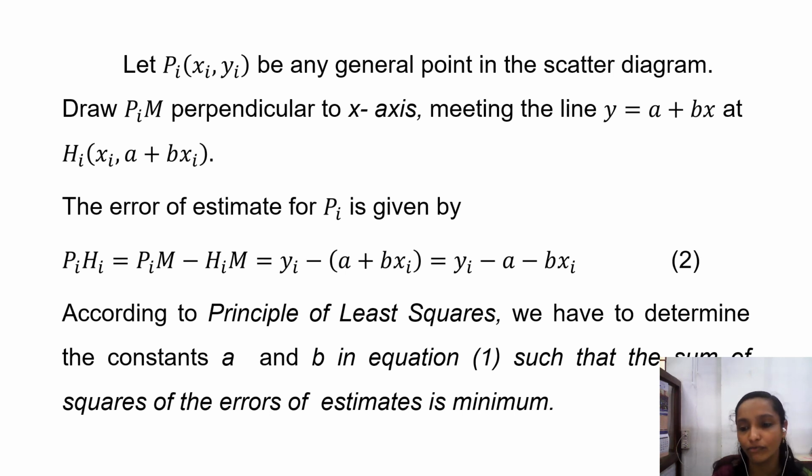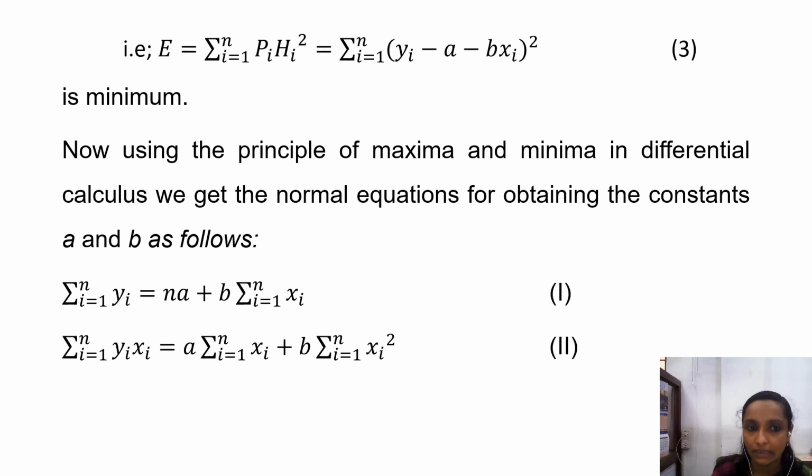According to the principle of least squares, we have to determine the constants a and b in equation 1 such that the sum of squares of errors is minimum. That is, E = summation i from 1 to n of (yi minus a minus bxi) the whole squared should be minimized. In order to minimize the above function, based on the rules of differential calculus, using the principle of maxima and minima, we take the partial derivative of E with respect to a and b and equate it to 0.